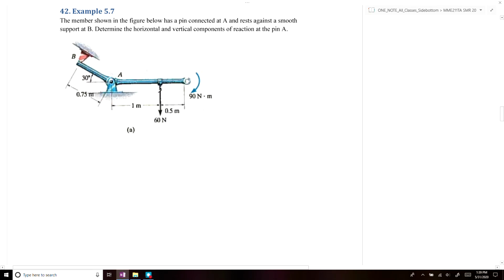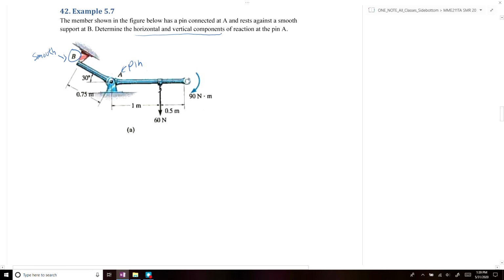So in this example problem, we're going to use the 2D equilibrium equations to solve for the unknown forces at our supports. In this example, we have a bar AB that has a pin at point A, and it has a smooth contact at point B. Using this information, we're asked to determine the horizontal and vertical components of the reaction at pin A.